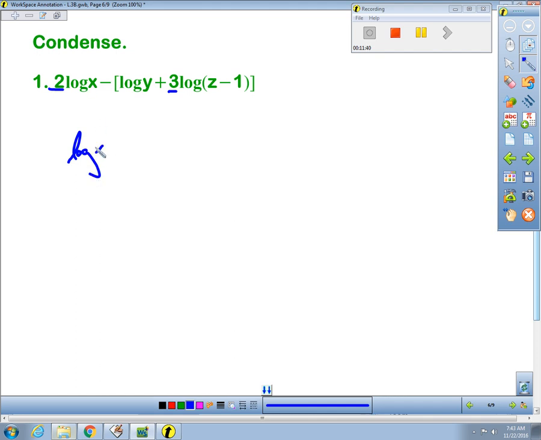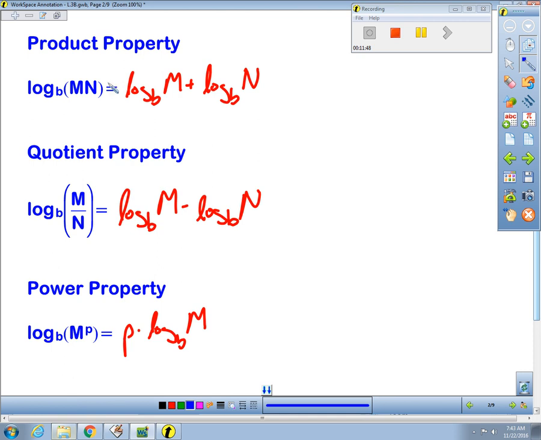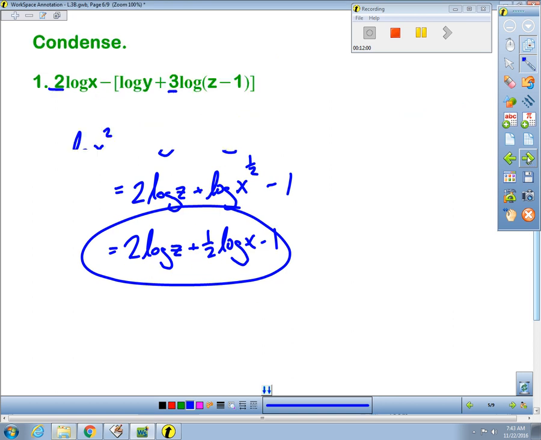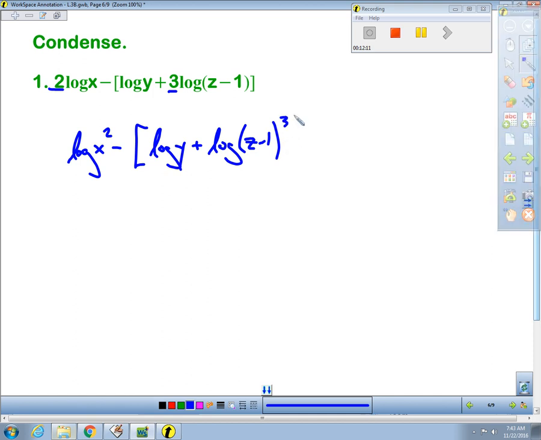This is the log of x squared. All right, the rules work both ways. We've got equal signs in these properties, which means they can go both directions. That's what we just did here. We just went from this way back to that way. Minus, in brackets, the log of y, plus, bring that 3 up, the log of z minus 1 cubed.